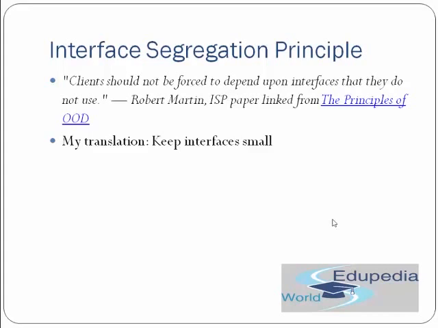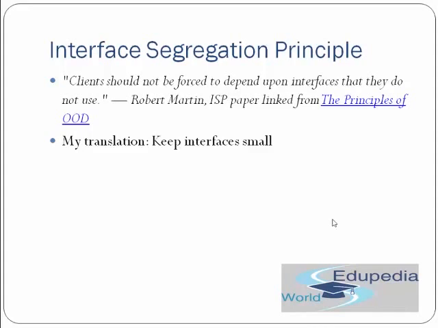The fourth principle is the interface segregation principle. This principle states that clients should not be forced to depend upon interfaces that they do not use. Okay, it was given by Robert Martin. And a simple translation would be: keep interfaces small. That means the client should only be forced to see or depend upon the interface that they want to use, and those interfaces that they do not want to use should not be provided or forced upon clients. So they should not be forced to depend upon interfaces that they do not use. It's about just showing whatever they need and hiding everything else.